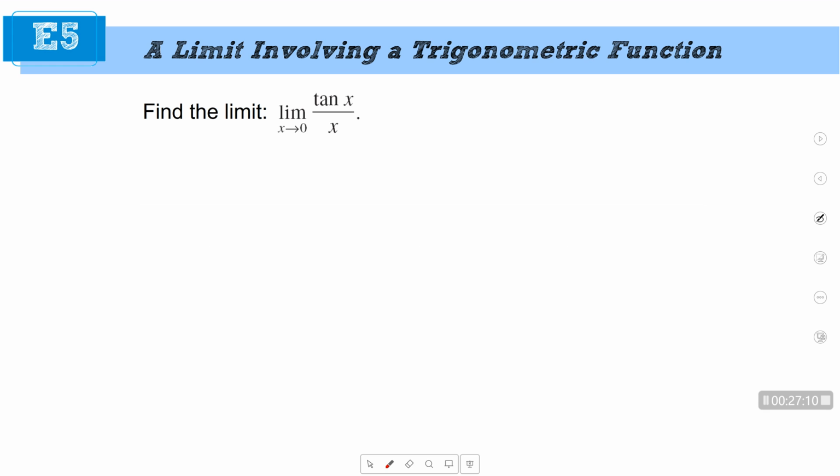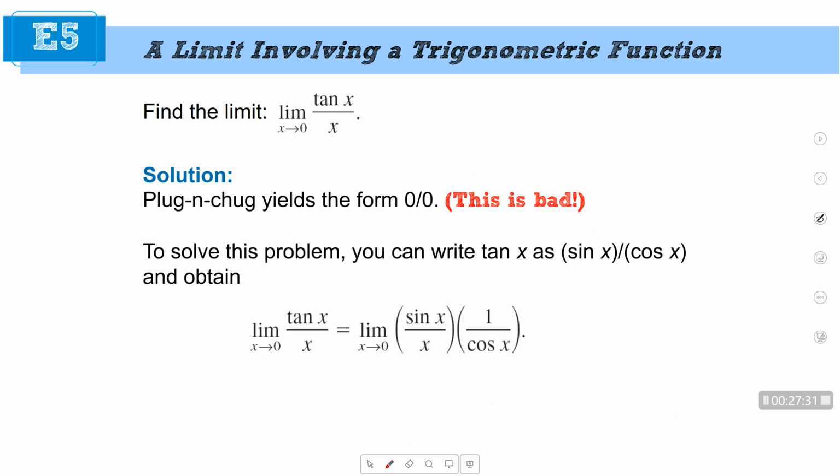So, I have a function like this. So I'm going to go through the whole process again. First thing I do is plug and chug. Tangent of 0 is 0, 0 on the bottom, that's bad, 0 over 0. Can I algebraically manipulate? Yes, I can. How would I algebraically manipulate that? I would turn tangent into sine over cosine.